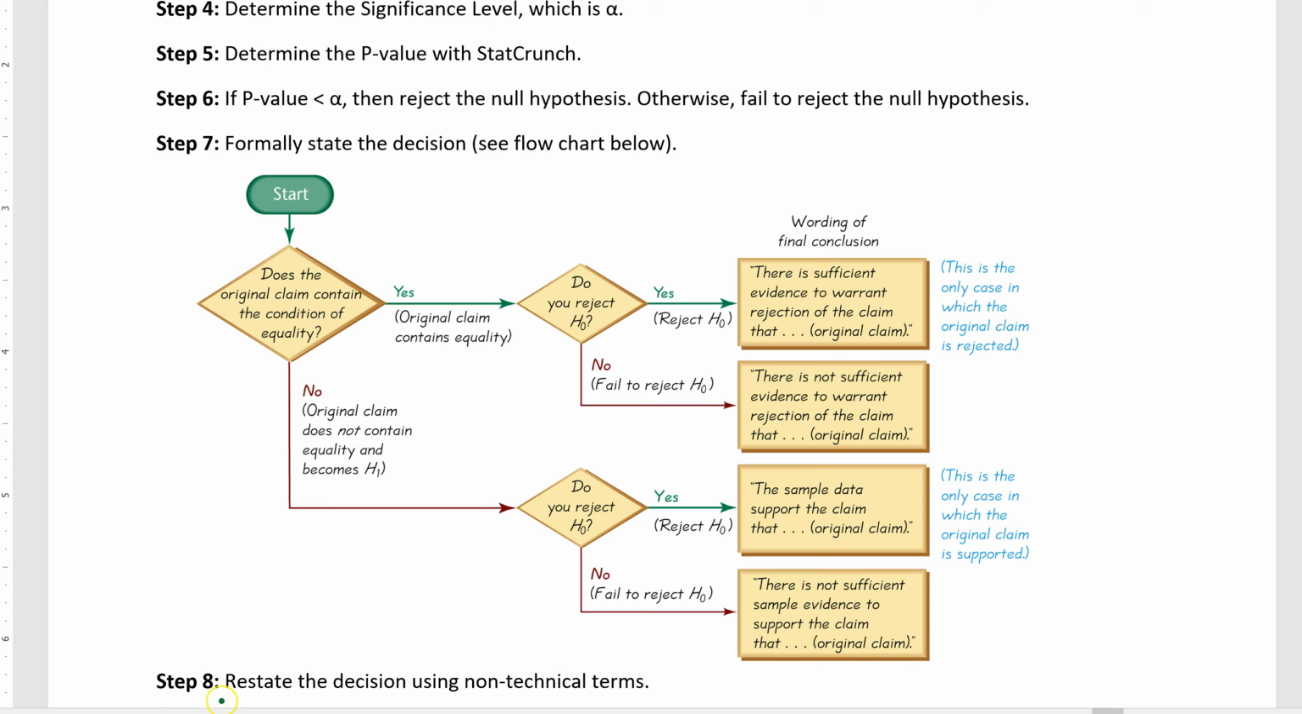Step 8 is not always required in your homework, nor in a formal paper. But at times it is useful to restate the decision using non-technical terms. And the reason for that is that your audience of readers is not always going to know statistical jargon. Most people are not going to know what these 4 boxes in the formal write-up actually mean.